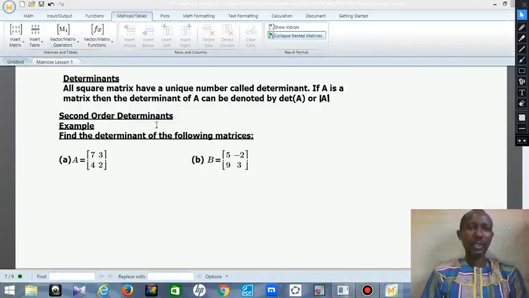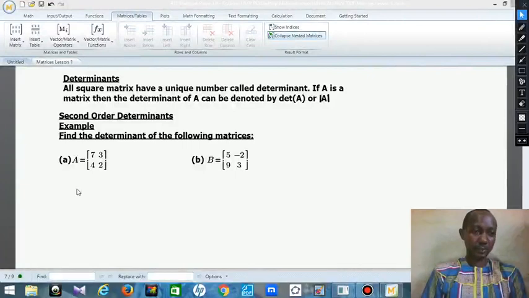Let's start with second order determinant. I told you before in the explanation of a square matrix, when you have a 2 by 2 matrix, that is what we call second order matrix. That is second order determinant. So it's 2 by 2 matrix, that is second order determinant. Then 3 by 3 matrix will be third order determinant. So this is 2 by 2 matrix. So how do we find the determinant of this matrix?